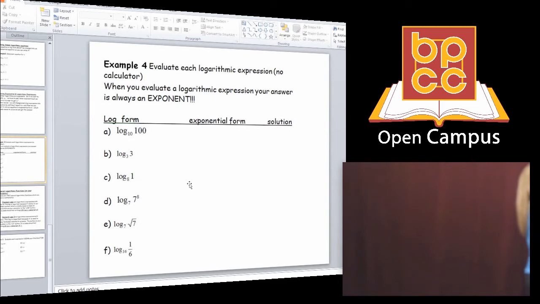I don't see a point in teaching you anything new. I've taught you one concept so far in this section, and it's if you have an equation with the word log, you can change it into an equation you understand. Now I know that these are not equations.